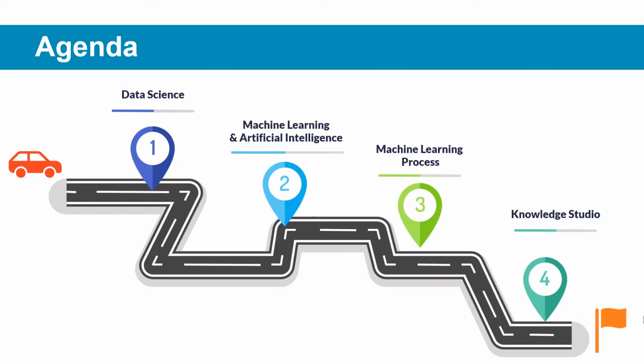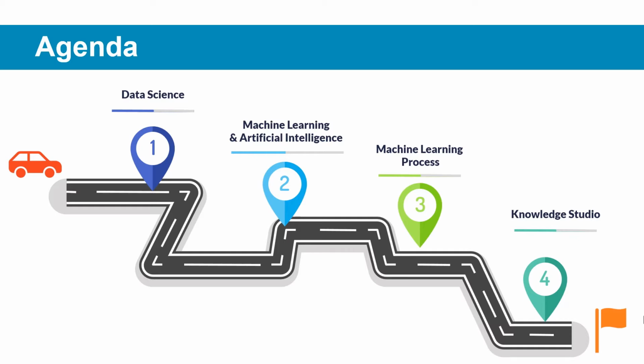The session will begin with some insight about the data and discussion on what is data science and what is managed inside the data science. It will be followed by a short discussion on machine learning and artificial intelligence. And thereafter, a brief understanding of the machine learning process will be done. Towards the end, we will have a session on Knowledge Studio where we will see how a machine learning predictive model can be created by using Altair's Knowledge Studio software.